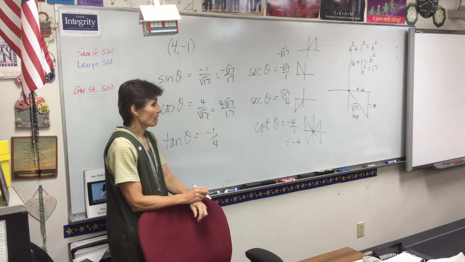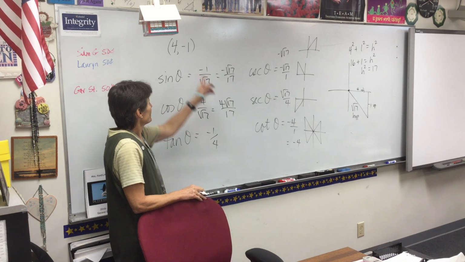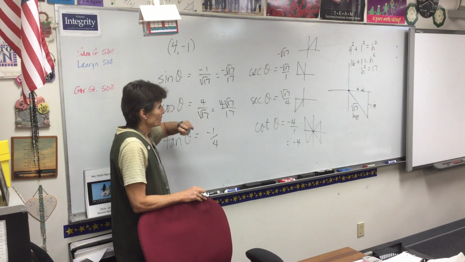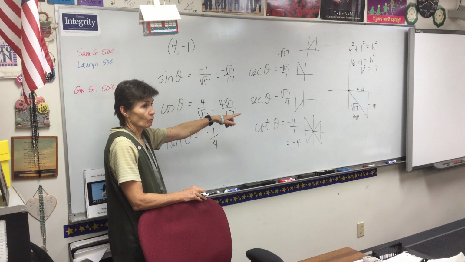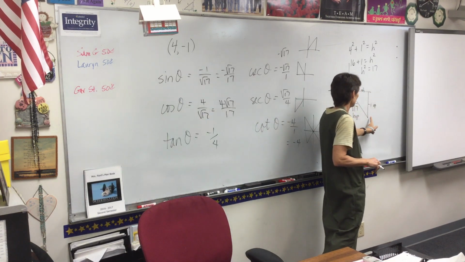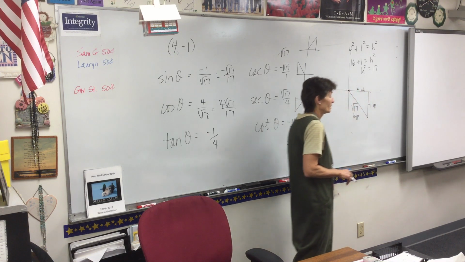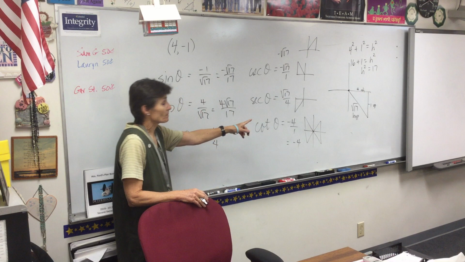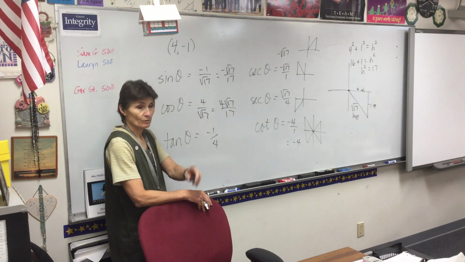Okay, so tomorrow that's what you're going to do. Won't take very long, a little half-page deal where I'm going to give you a point. You're going to draw a picture of the triangle formed by that point. So in this case, right 4 down 1, so there's the angle right there, right? And then you just got to do the Pythagorean theorem to find the missing side, and then know your definitions.